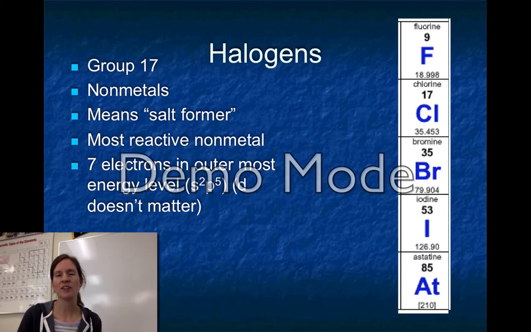And it doesn't matter for the halogens whether they have a D block or not. We find that it doesn't affect their chemical properties because those D electrons just sit there and are almost considered part of the inner noble gas configuration because they don't do anything.